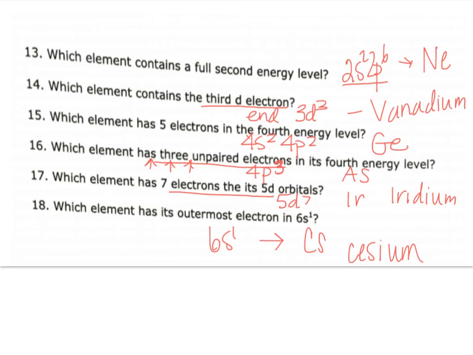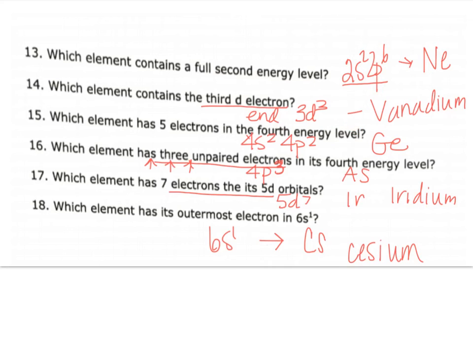Question 14 says, which element contains a third d electron? So what that means is, actually it could have been a couple of things. A third d electron, we're going to say it's 3d3 because that's the first one we get to, but that question should have been more specific and tell us what energy level. So we're just going to assume that it's the first energy level that a d shows up in, and that would be vanadium.